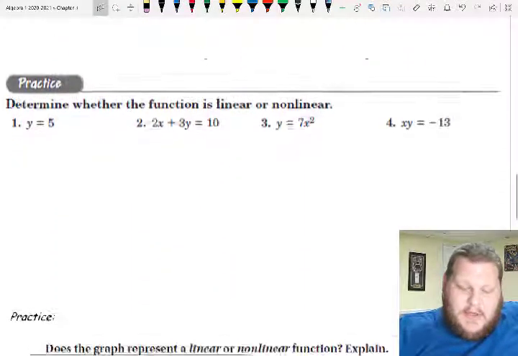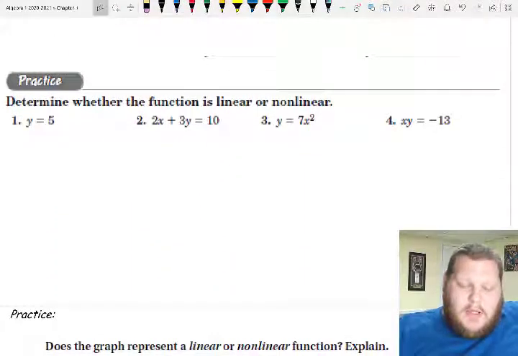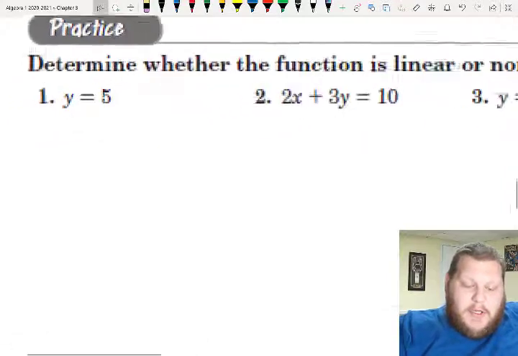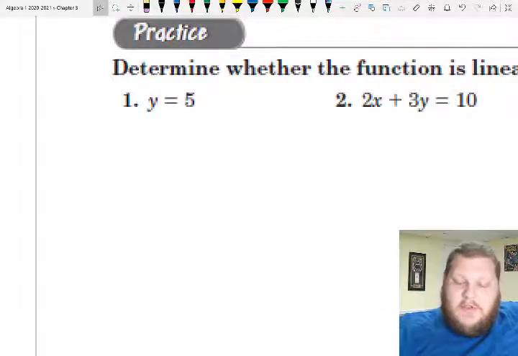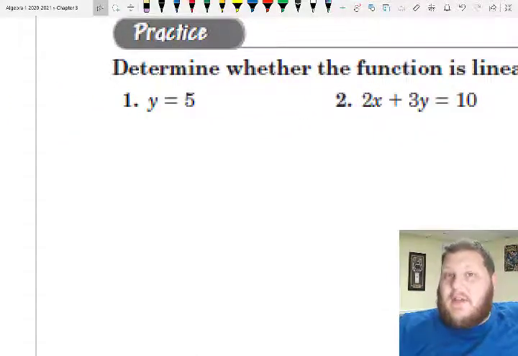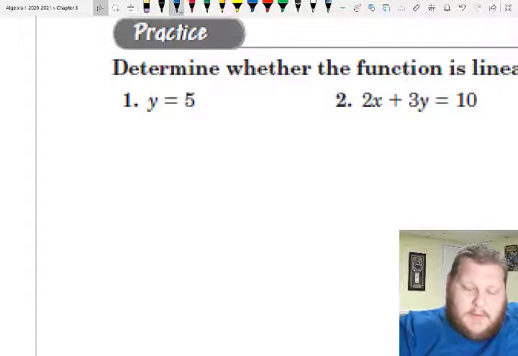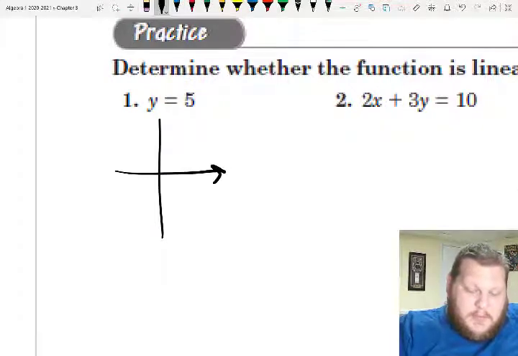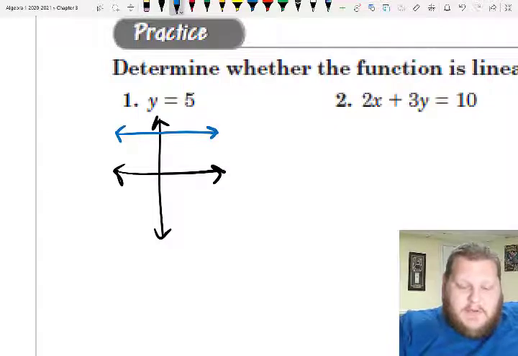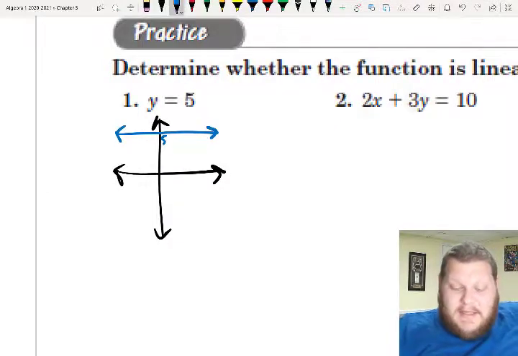Take a look down below here. These ones are going to be a little bit more tricky. For number 1, this one's extra tricky because I don't see an x value in here. But if I look at what my equation would graph, if I go ahead and just do a little sketch here, yep, y equals 5 would be a horizontal line at 5. Y equals 5 would just be right there, up 5 units. So in this case, it actually is a linear function.